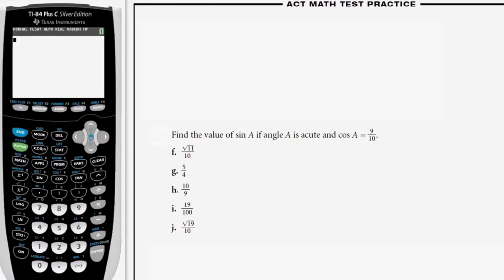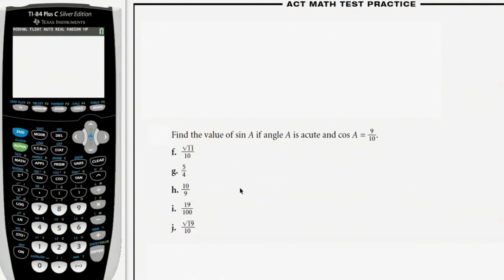In this video, we're going to learn how to solve this ACT math question easy and fast using the TI-84 Plus scientific calculator. Alright, so the question says find the value of sine A if angle A is acute and cos A equals 9/10. Guys, this question is very simple. So let's do it, guys. We have solved a similar version of this kind of question before, but let's still experiment with this one. It's part of mastering it. Alright, so let's go ahead.